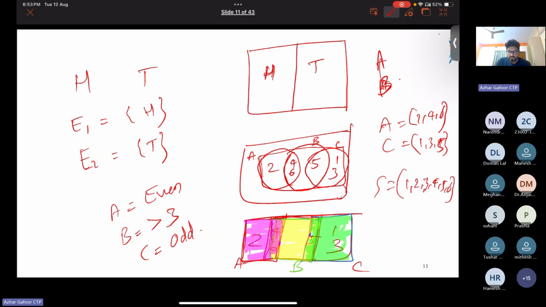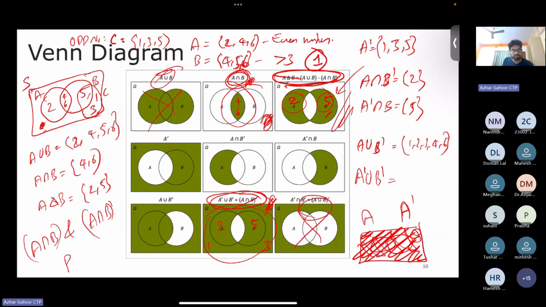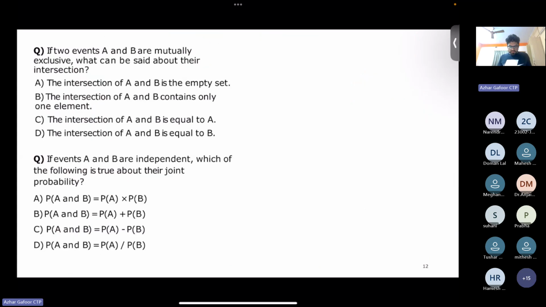Understood, sir. Okay, thank you. The same property will occur. If we combine these two, those two are also mutually exclusive and exhaustive events. All right, so let's do some practice.